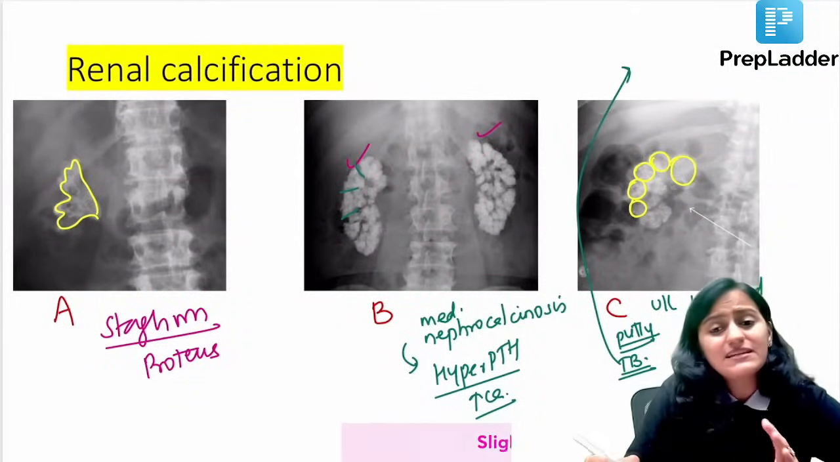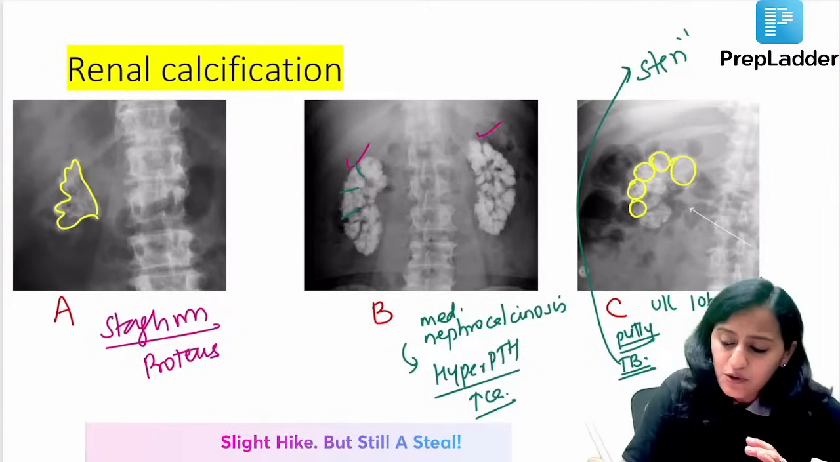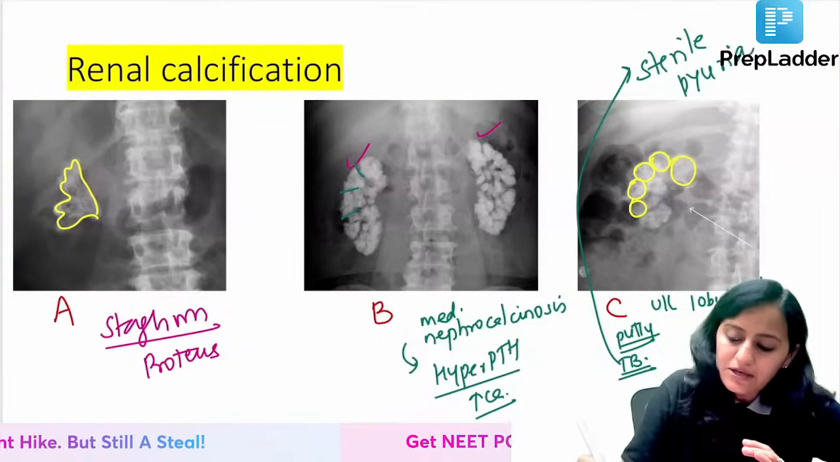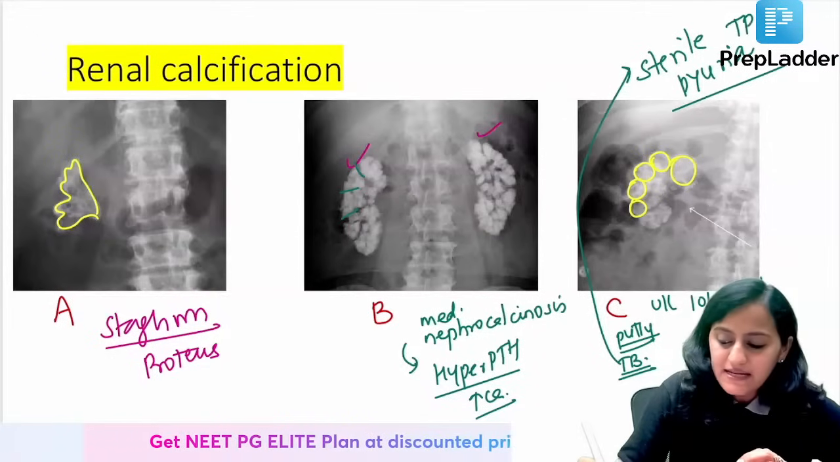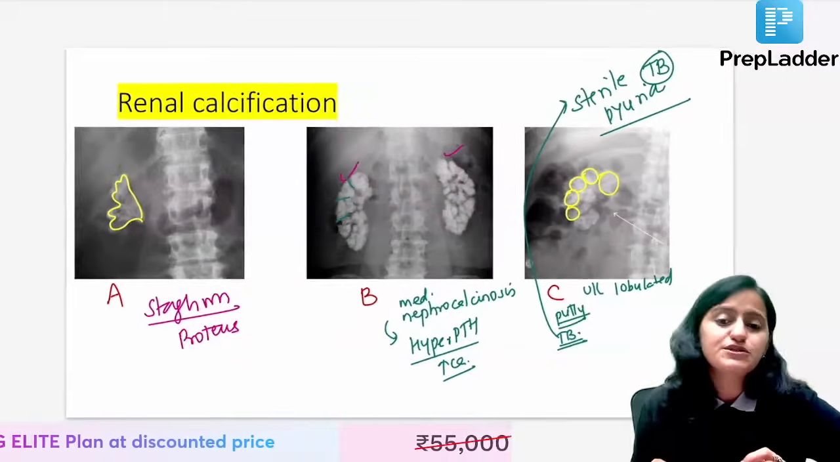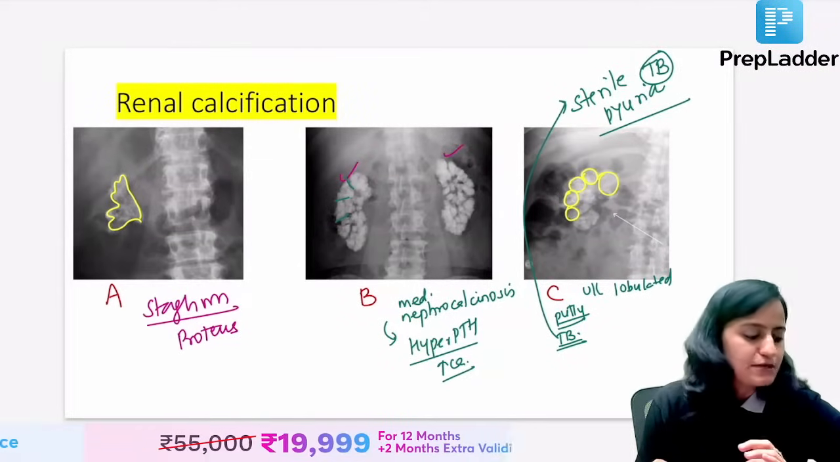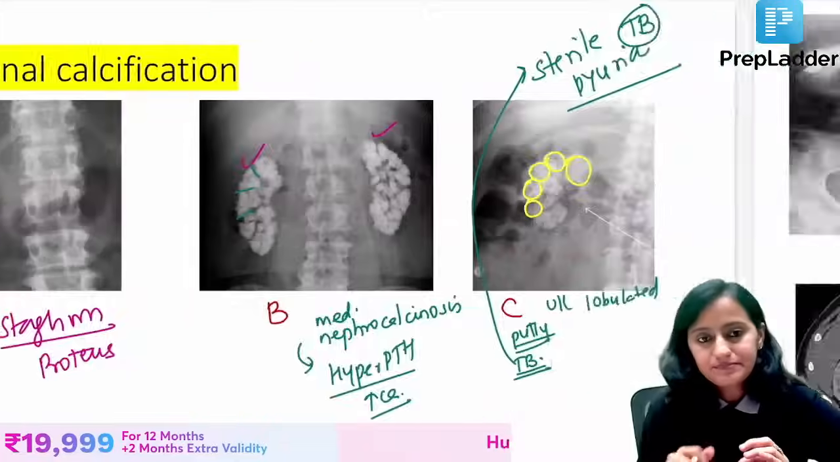Correct. In renal TB, there's going to be a history of sterile pyuria. When a history of sterile pyuria comes, then in that case, you should think of TB. Sterile pyuria is TB. Okay.